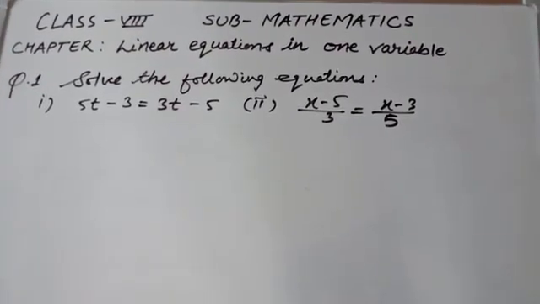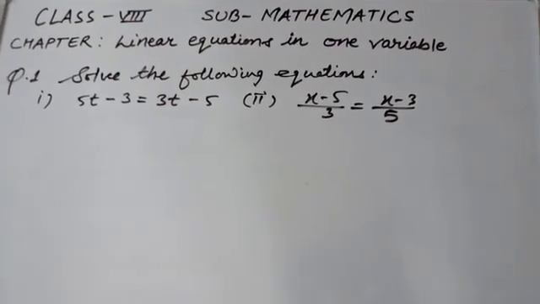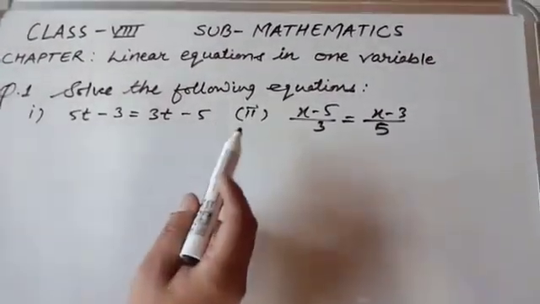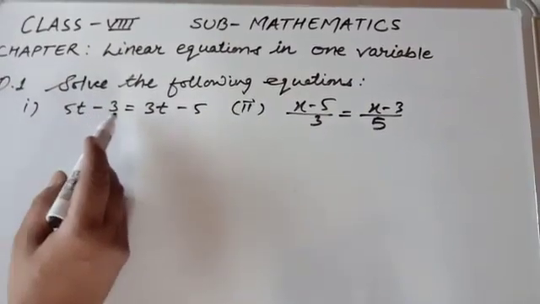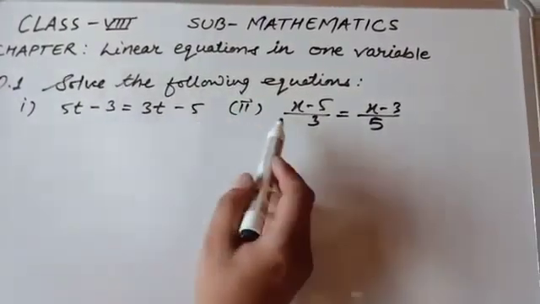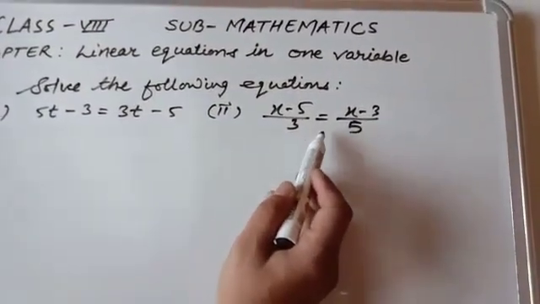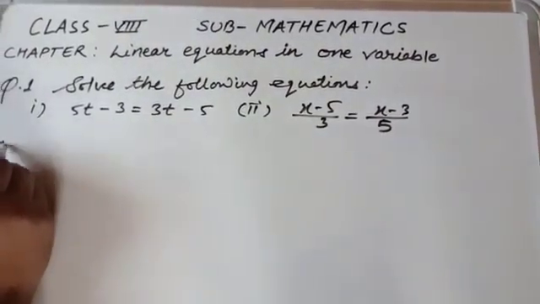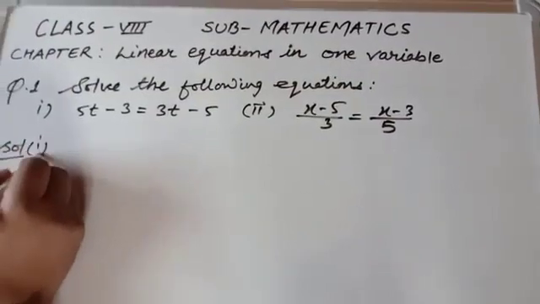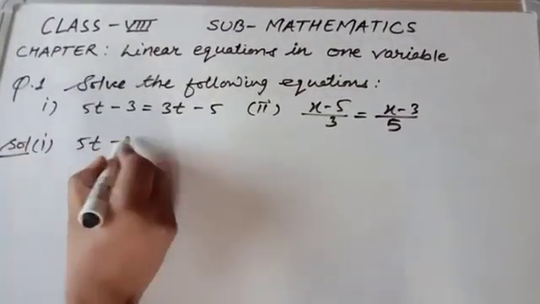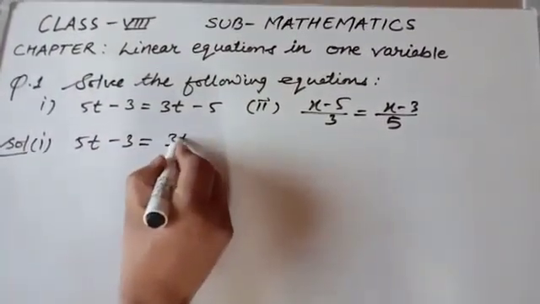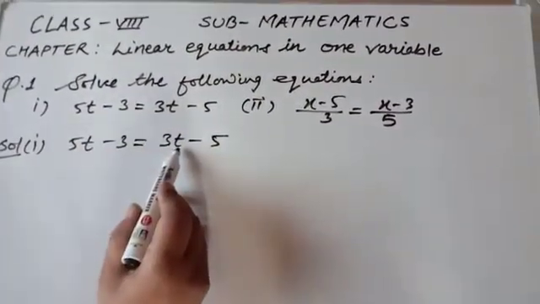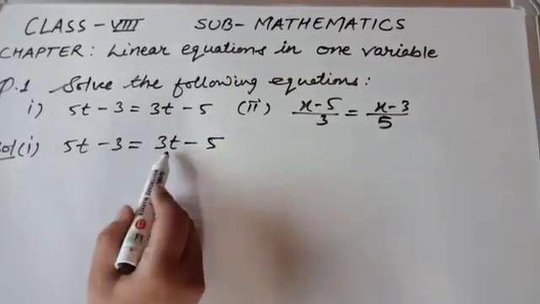Now students, we will solve some linear equations. So I have taken two linear equations. One is 5t minus 3 is equal to 3t minus 5, and second is (x minus 5) upon 3 is equal to (x minus 3) upon 5. So first we will solve the first equation, that is 5t minus 3 is equal to 3t minus 5. In this equation we have the variable t, so we have to find the value of t.